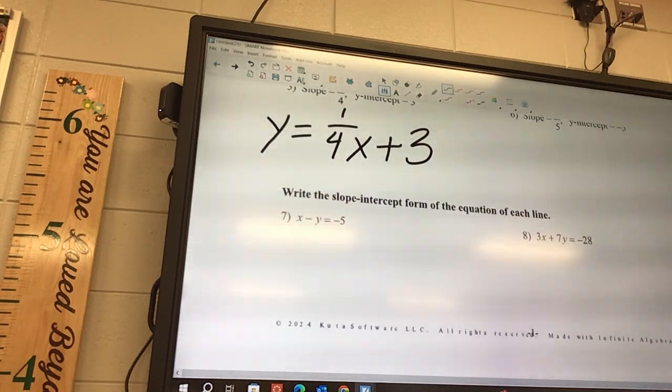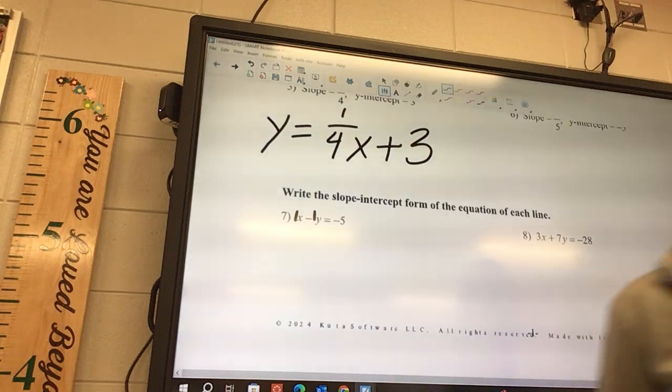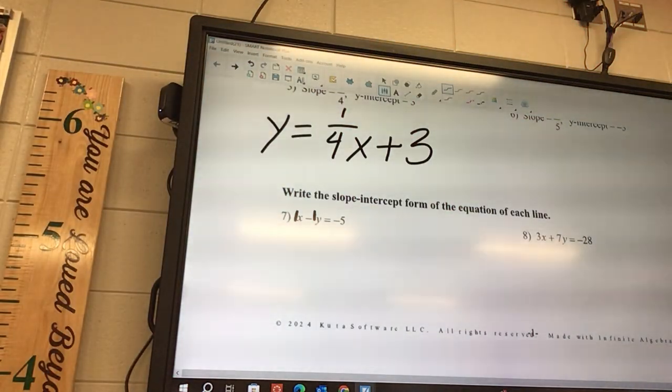Okay, number 7, it says write the slope-intercept form. Where can we fill in some 1s? In front of the y, and you can do one in front of the x, okay? So it's not going to hurt anything. Okay, what is our first step on these? Minus 1x on both sides.